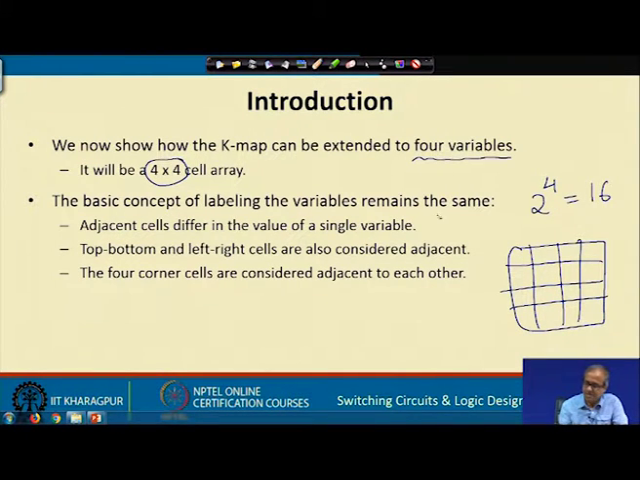The basic concept of labeling remains the same. You will see that the way you label the rows and columns, it will always be ensured that the neighboring cells will always be differing in a single variable. Also, there will be a neighborhood relationship between the right and left and also top and bottom. Top-bottom and left-right adjacency will also be ensured. Not only that, you will see that the 4 corner cells will be considered adjacent to each other. Why? We shall see just a little later.